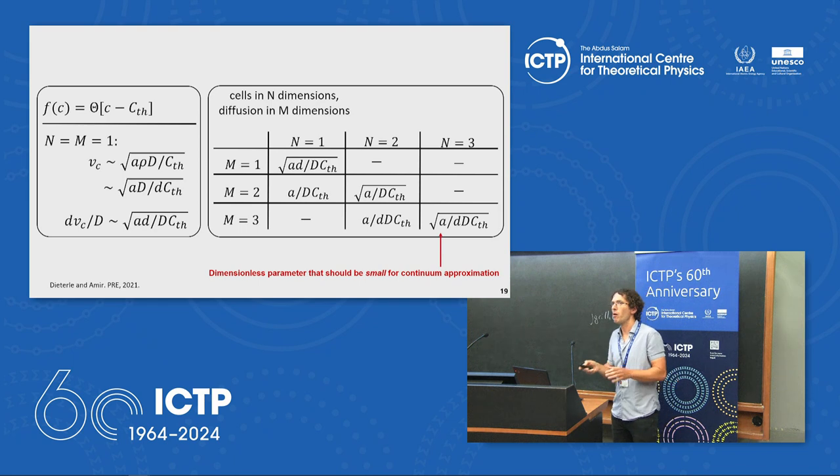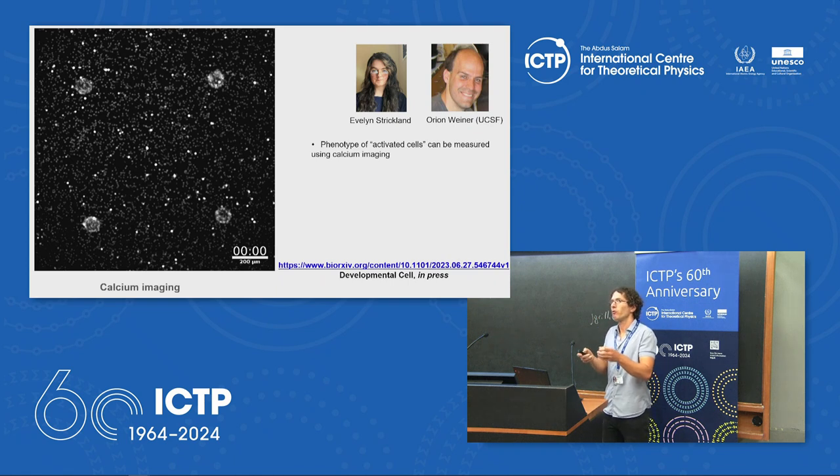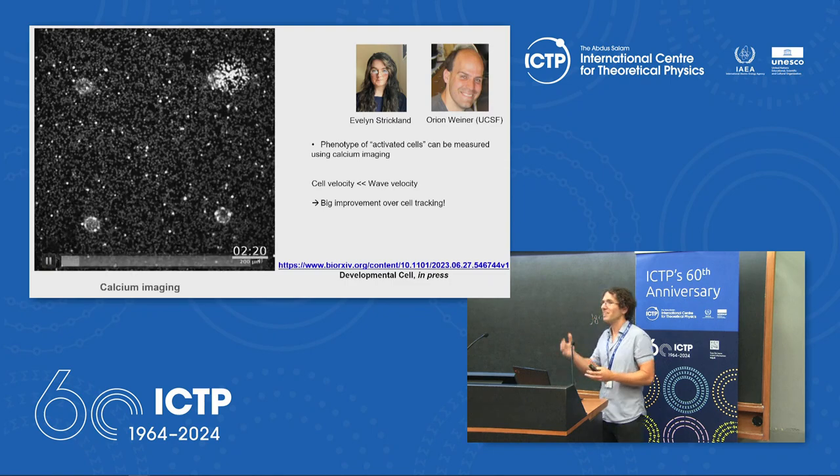And now I want to talk about a recent work, now in press, together with Orion Weiner's group at UCSF. Like I said, so far, the readout for knowing if cells have been activated or not, you needed to look at the cells and whether they're moving radially in. And because of the time scale separation, the fact that the cell velocity is much smaller than the wave velocity, this was not the best readout for these sorts of experiments. And what Orion's group brought was calcium imaging that immediately tells us whether cells have sensed LTB4 and participate in the relay or not. And that allows us to visualize the waves with much, much better accuracy.